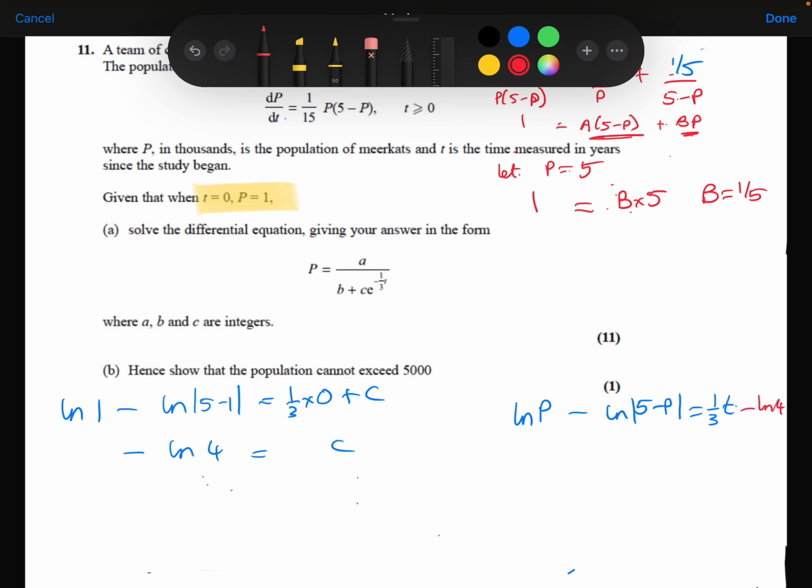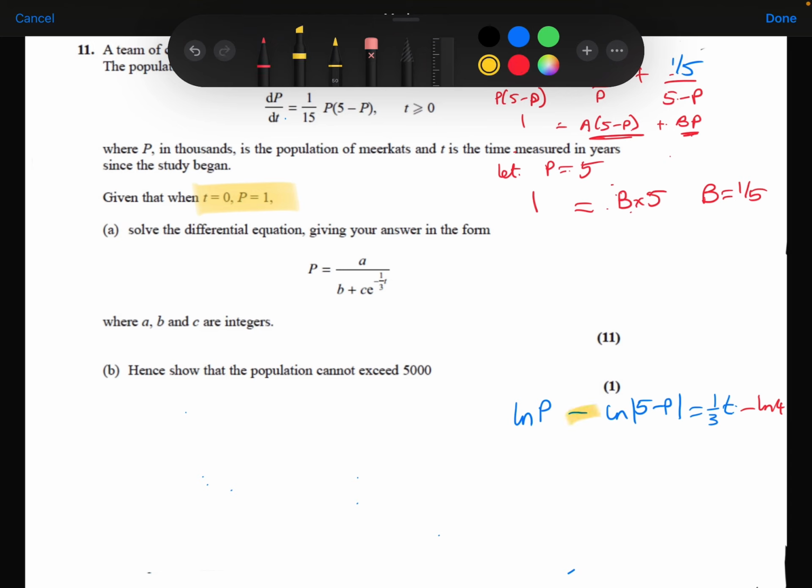Minus ln 4, sorry. Right, what I want to do now is rearrange this equation so it looks like this. So p is the subject. In order for me to make p the subject, I first need to get rid of these logarithms.